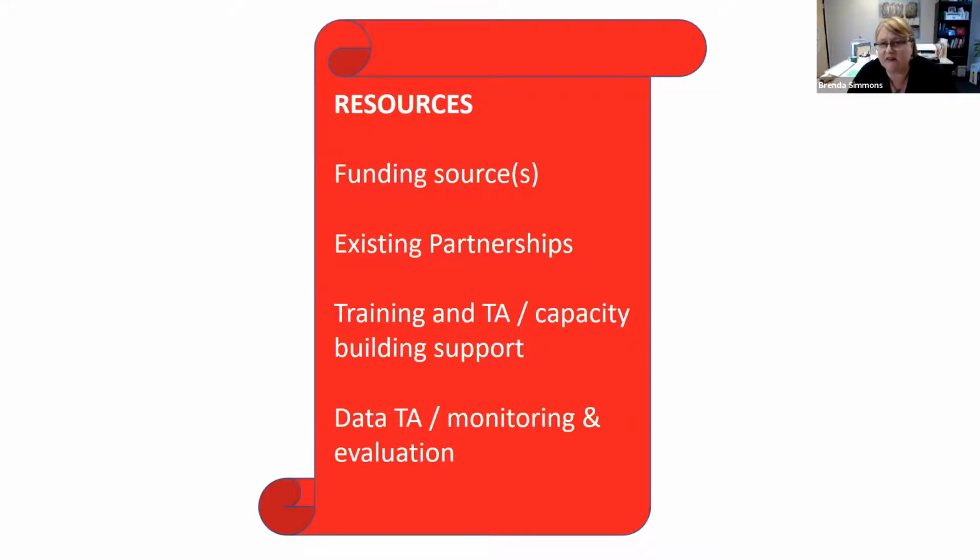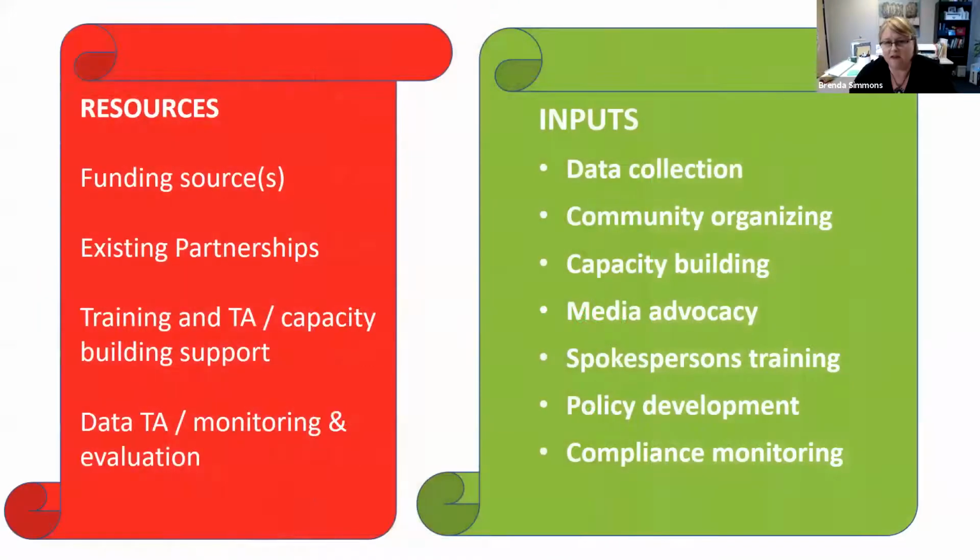SAMHSA, the Substance Abuse and Mental Health Services Administration at the federal level, has resources that help groups working on underage drinking prevention that you can tap into. They have federal resources and then they have regional resources. So then we move to our inputs. And you see how the resources and the inputs fit together.